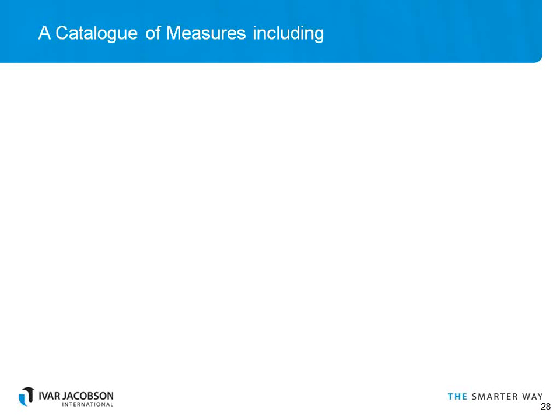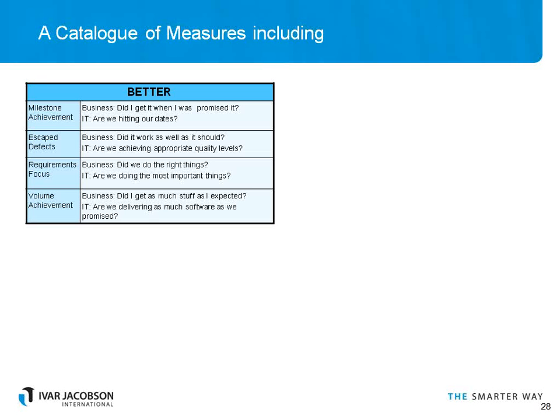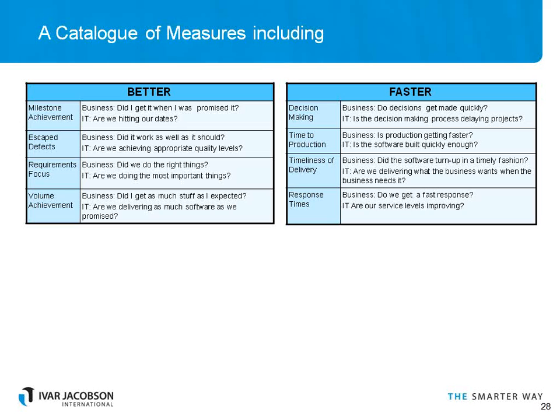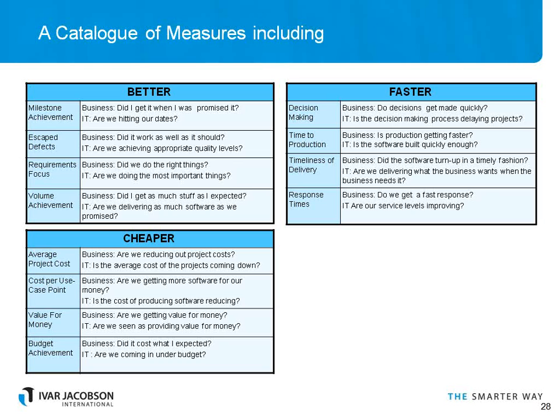They're typically places that we start: predictability and some quality. But we do have lots of other measures available, all with simple, intuitive graphs and obvious trends. The other ones: we talked a bit about requirements focus and volume achievement, and we looked at the big dashboard. In each case, we look at it from the business perspective and from the IT perspective. So for milestones, did I get it when I was promised it? And from the IT perspective, are we hitting our dates, etc. We have measures in the area of faster: faster decision making, faster time to production, timeliness of delivery, faster response times. From a business view, do we get a fast response to our inquiries? From an IT perspective, are our service levels improving? And we can measure against those service levels as well.